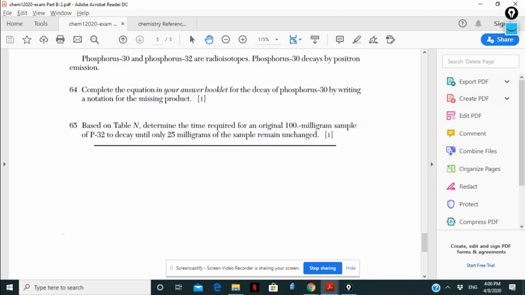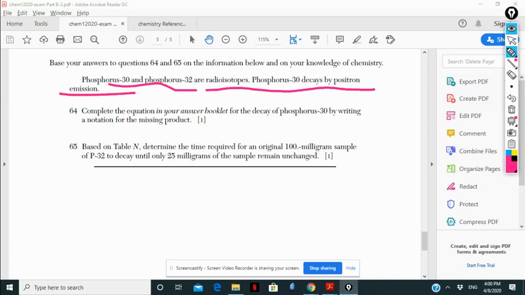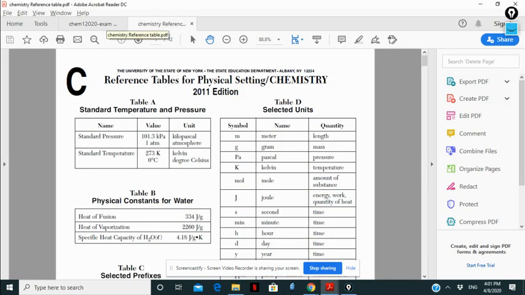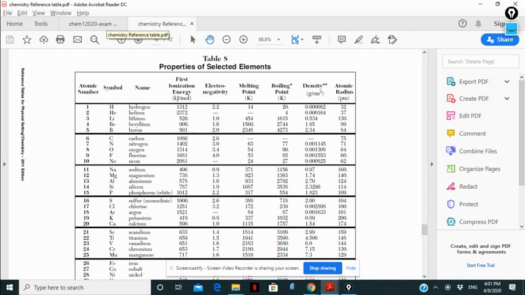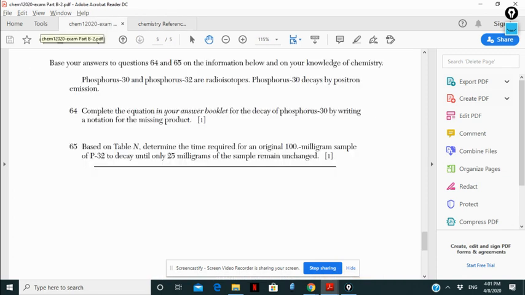Okay. The last two questions. Now, complete the equation in your answer booklet. Complete the phosphorus decay equation by writing the notation of the missing product. So I have to read: phosphorus isotope, phosphorus decay by positron emission. So first I have to know the symbol for phosphorus, which is P. Phosphorus, P, 15. Here is a P. So P 15.